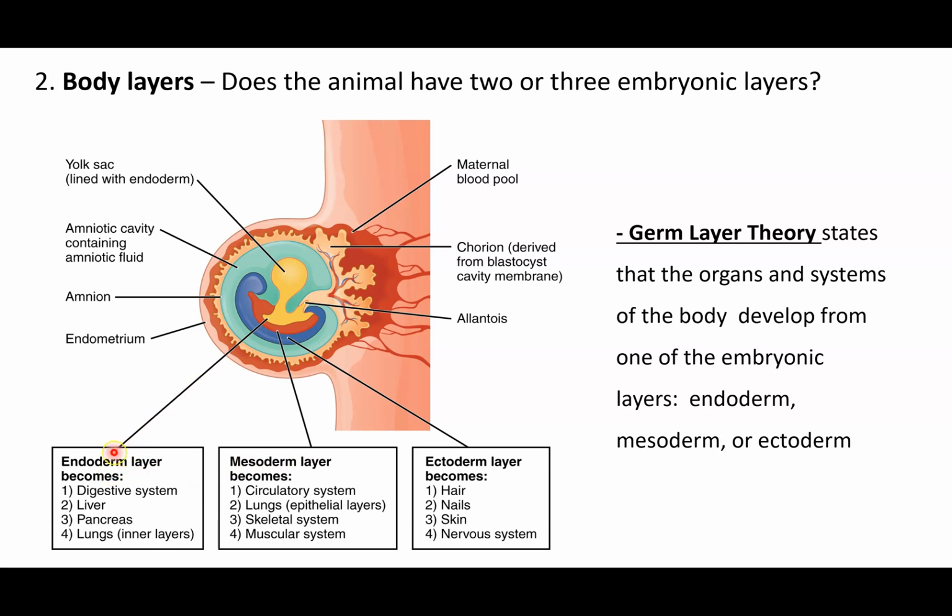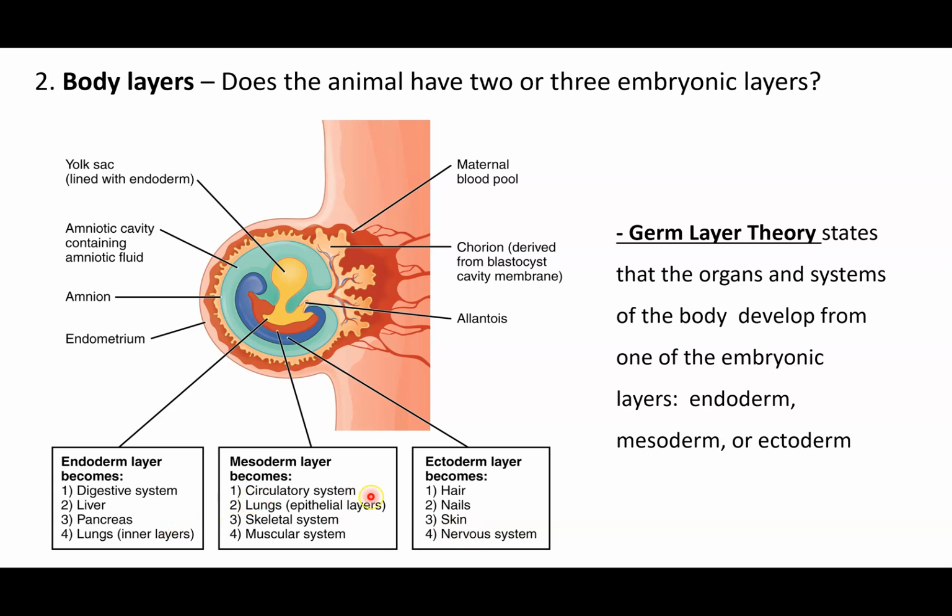The endoderm, endo means inner layer, so it's in yellow. Then we have the mesoderm, that's next to it, and the outermost is the ectoderm layer. The endoderm layer will develop into the digestive system, the liver, the pancreas, the lungs, and the inner layers of the lungs. The mesoderm will become the circulatory system, the epithelial layers of the lungs, the skeletal system, the muscular system, and the ectoderm, which is the one outside, is going to become the hair, the nails, the skin, and the nerves, the nervous system.